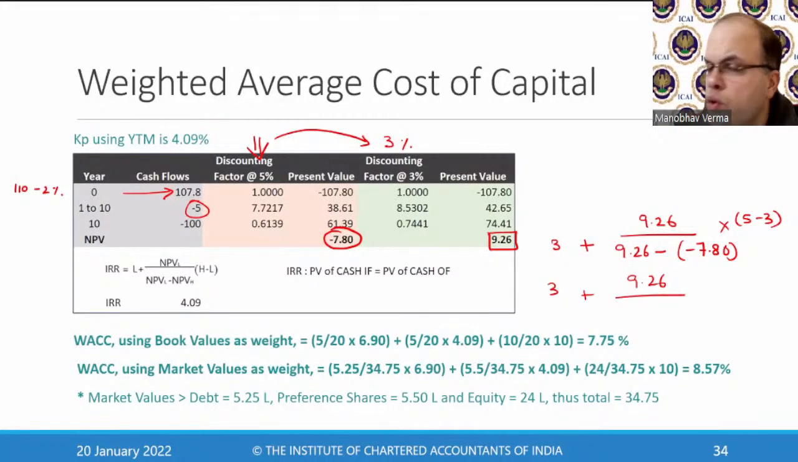So 9.26 plus 7.8. So we're looking at 17.06 multiplied by 2. So we are getting 4.09% then. So this is my cost of preference share, guys.